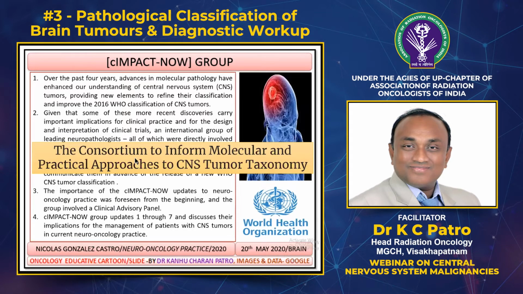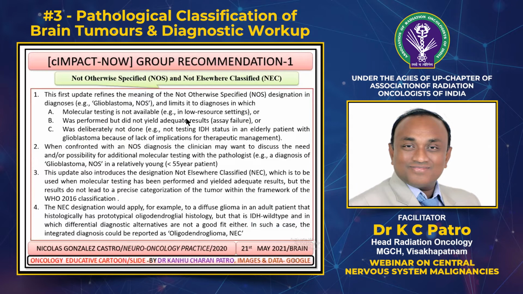This is a group formed by neurosurgeons, neuropathologists, and neurologists. This group gave seven recommendations to implement in the upcoming 2021 classification. So, what is recommendation 1? They classified NOS and NEC. NOS means not otherwise specified. NEC means not elsewhere classified. So, this is called recommendation 1.